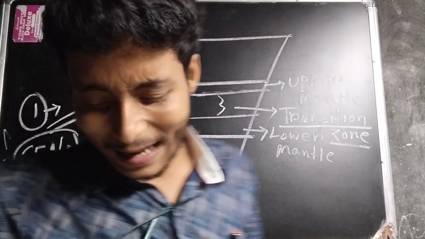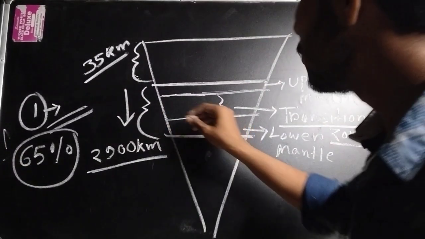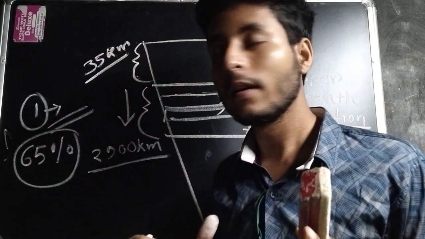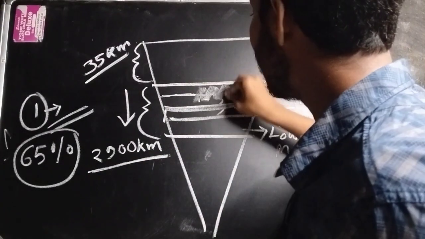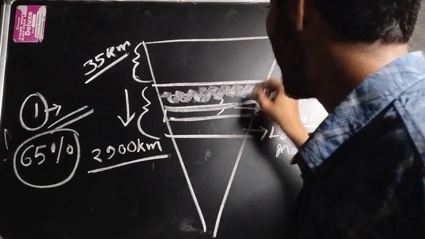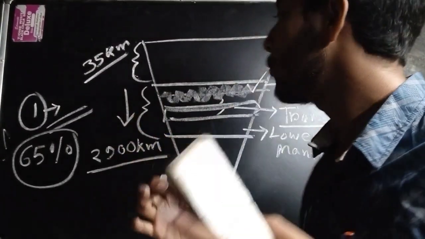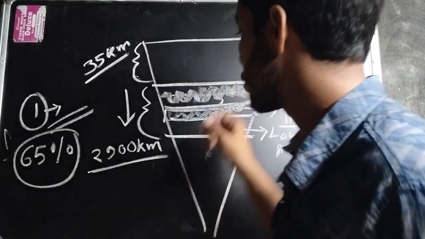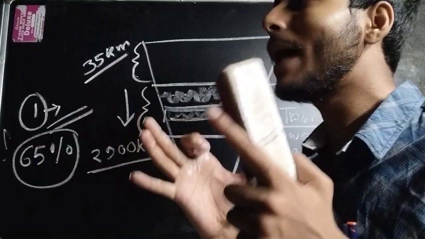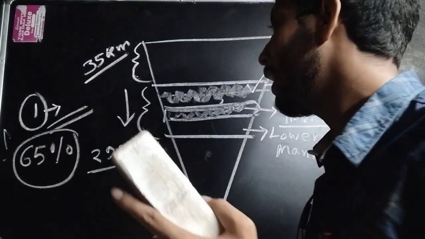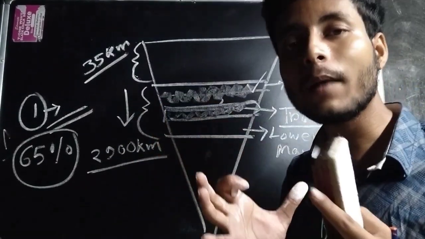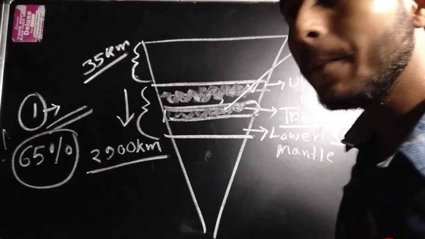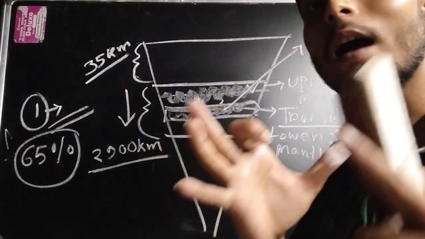Here is a portion called the asthenosphere. The upper mantle is solid, but in the middle portion there is a layer called the asthenosphere. We all know that magma is contained inside the earth. In which layer is magma contained? In this layer called the asthenosphere. In the asthenosphere, magma is contained.